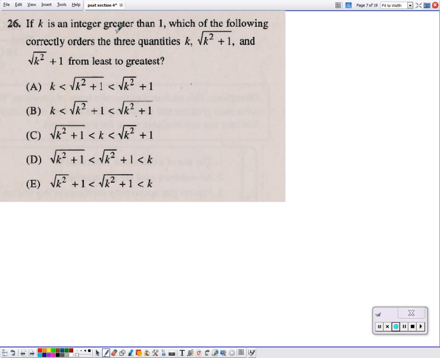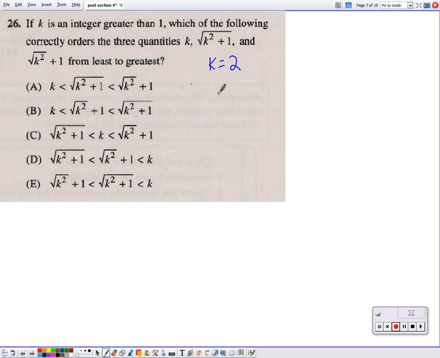If k is an integer greater than 1, which of the following correctly orders the three quantities from least to greatest? Well, because they tell you that k is an integer greater than 1, this is going to be true for any integer. So I'm just going to pick a number. Since it's greater than 1, it needs to be an integer.